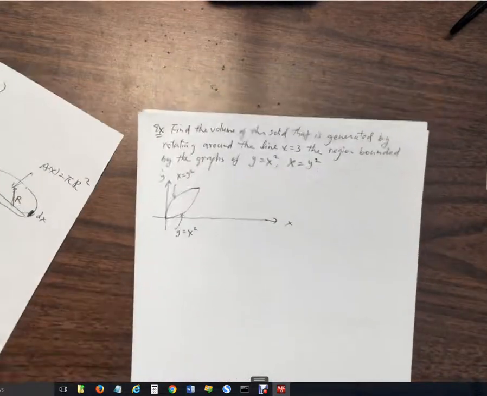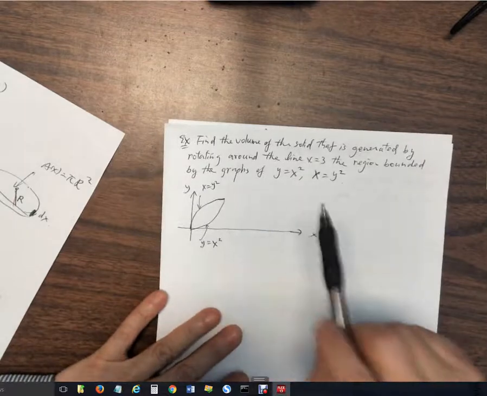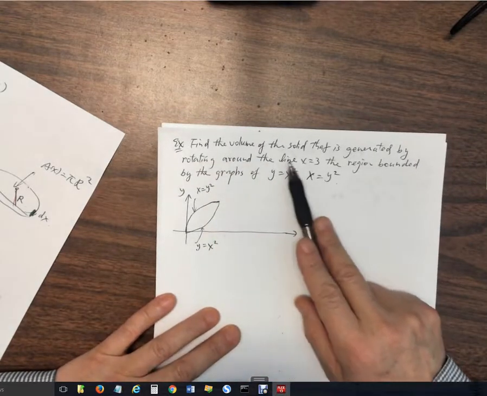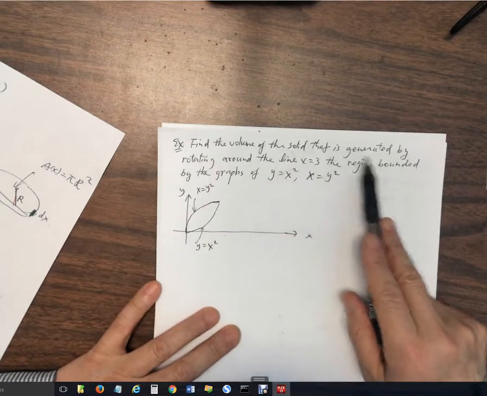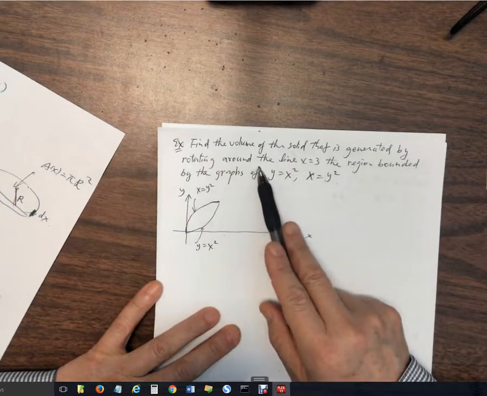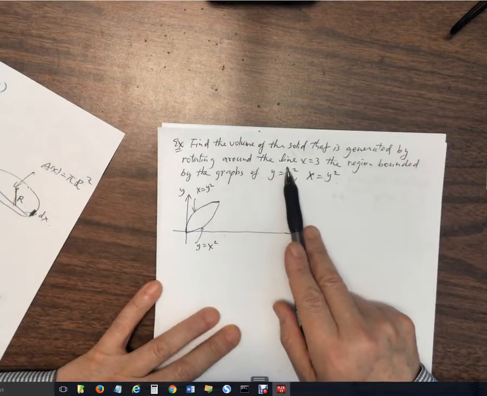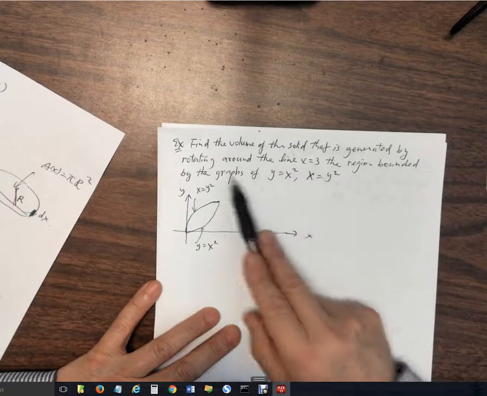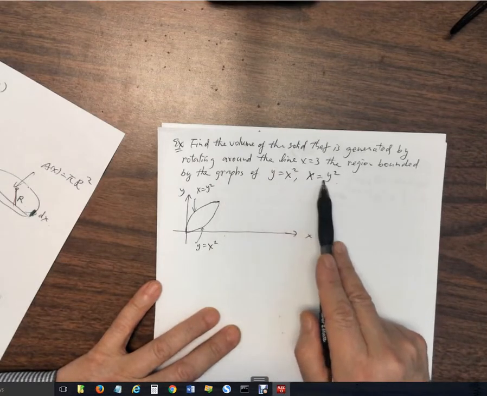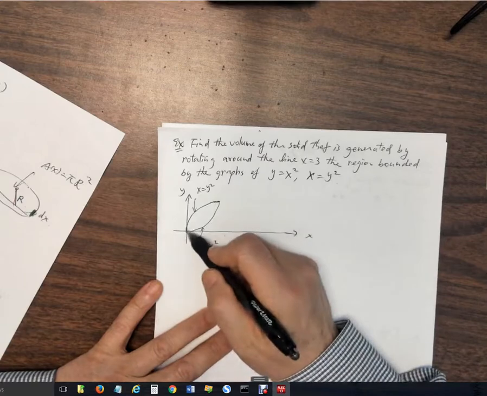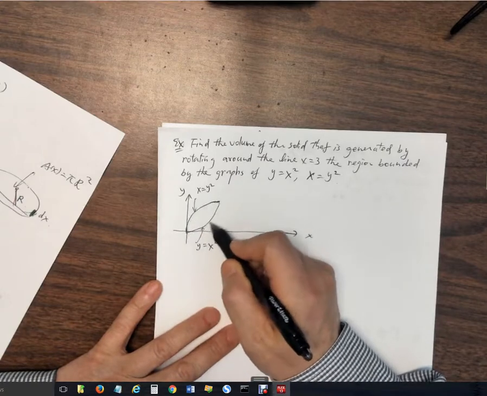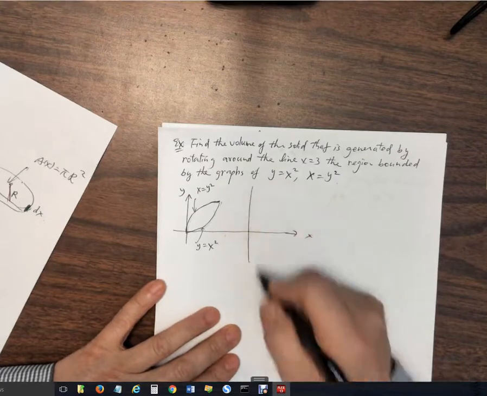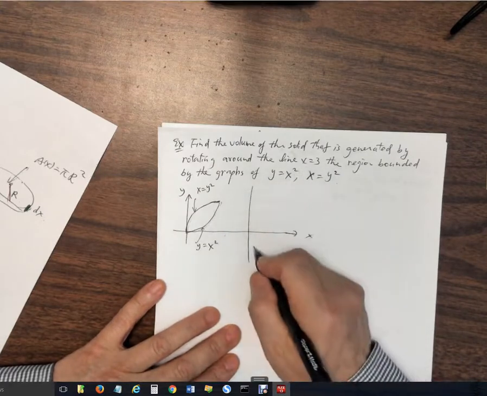Next, let's see this example. This time I'm going to find the volume of a solid that's generated by rotating around the line x equal to 3 the region bounded by the graphs of y equal to x squared and x equal to y squared. Now x equal to y squared is this, y equal to x squared is this, so it's revolved around x equal to 3.